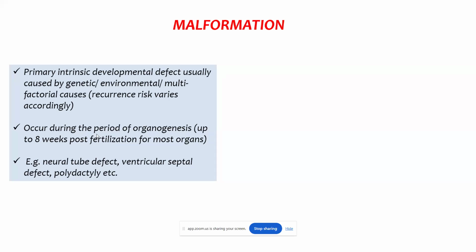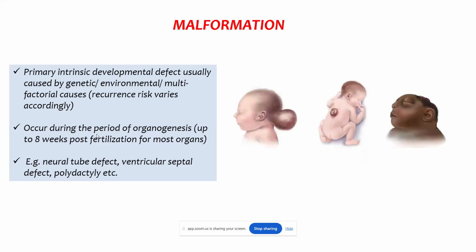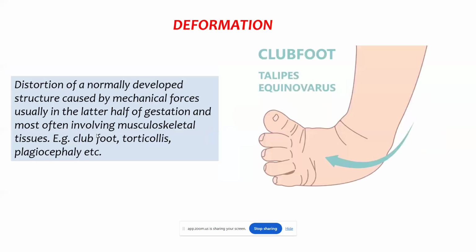It can have a genetic origin; for example, neural tube defects can be seen in particular genetic mutations. Environmental, for example, when you have folate deficiency, you can have NTD, and it can be multifactorial as well. So the recurrence risk depends on what the exact cause is. But usually malformations occur in the first trimester, during the period of organogenesis. The typical example would be a neural tube defect, which can be either genetic or environmental. So that is malformation.